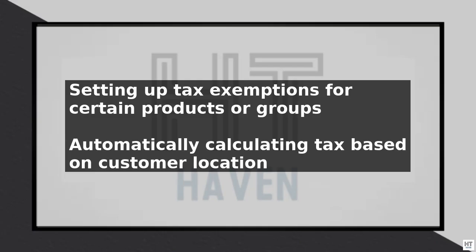However, you can also set up tax exemptions for certain products or customer groups. To do this, click on the Add Tax Exemption button and select the conditions that apply to the exemption.